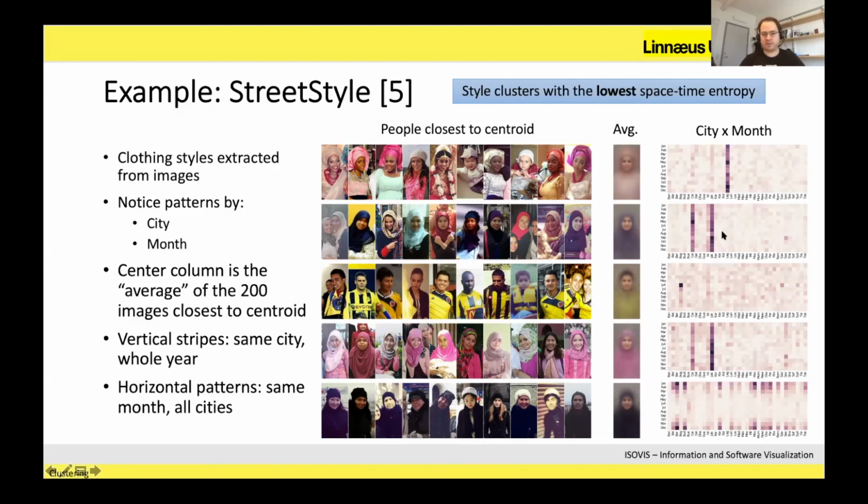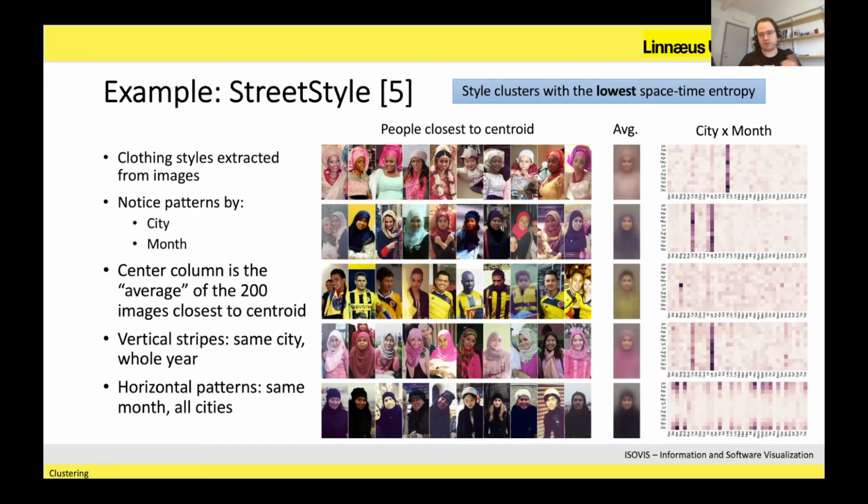Now, one other thing that's interesting here is, okay, we look at the clusters, and now we're going to look at patterns by city and by month. These patterns that you see on the right-hand side are related to the actual clusters, right? Sorry, I forgot to say, these are style clusters with the lowest space-time entropy. So they computed this measure of entropy, and the ones with the lowest have, in theory, the clearest patterns. They're farther away from being random, as we discussed before.